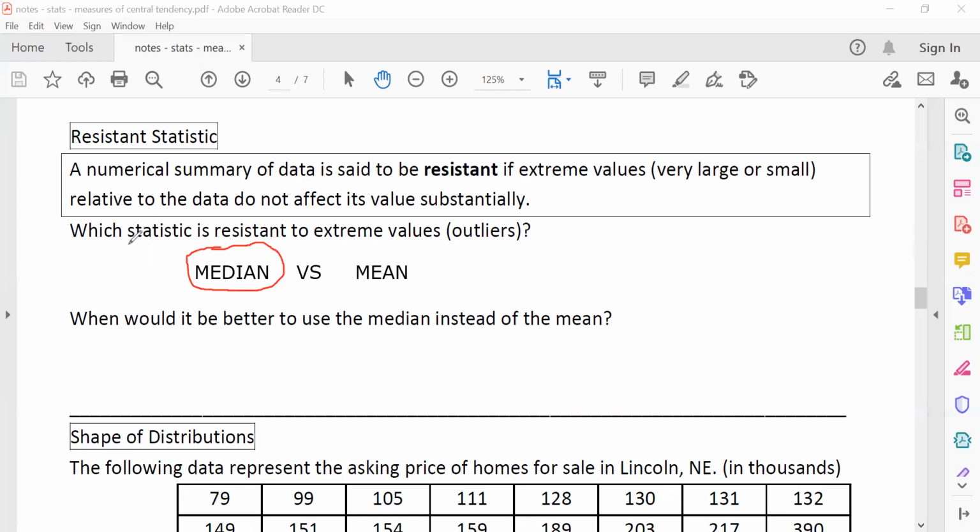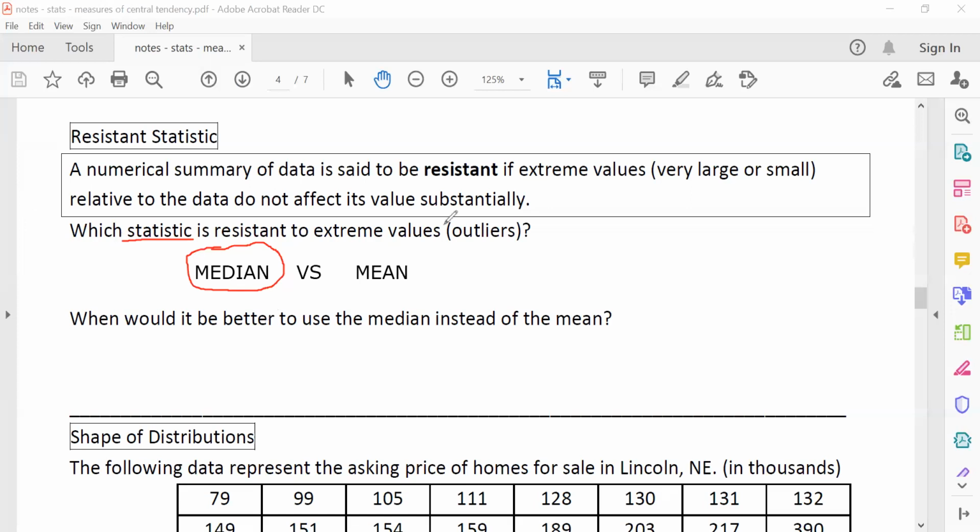And remember, I like this word, statistic. Anytime you take a calculation from the sample, anytime you do some kind of numerical calculation or summary using a sample of data, you're talking about a statistic. That's exactly what the word statistic means. Of course, we defined it back in chapter 1.